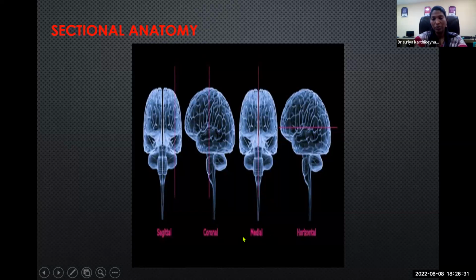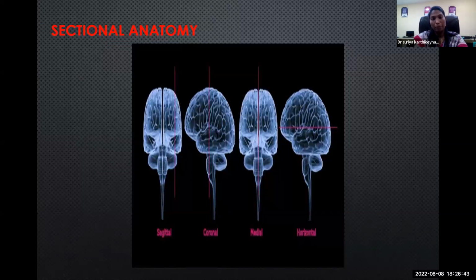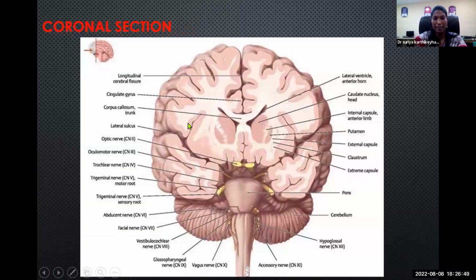And one more section is the horizontal section. We are cutting here, putting a transverse or horizontal section, and then we are reading the cerebral cortex. So this is about the coronal section. They have made a slice here, and what you are seeing is the anterior view. From the anterior aspect, after making a section, we are seeing the brain. This is the coronal section of the brain.